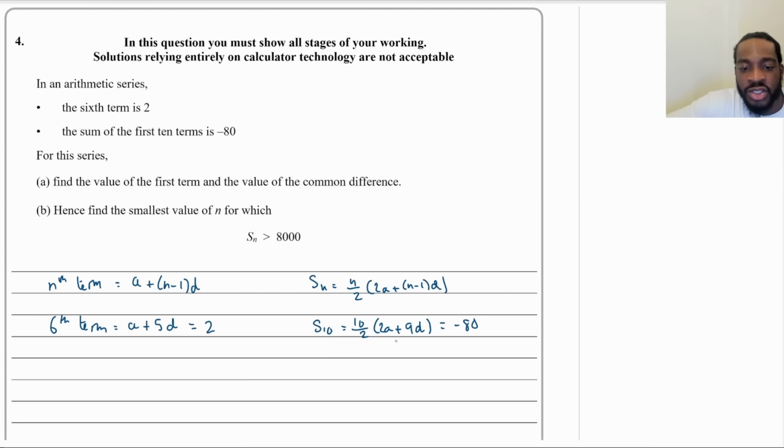And then let's just tidy this up a bit. 10 over 2 is 5. So 5, 2A plus 9D is equal to minus 80. If I divide by 5, I'm going to have 2A plus 9D is equal to minus 16. So I've got my 2 equations. This one right here, and then this one right here. So we're going to solve these 2 simultaneously.